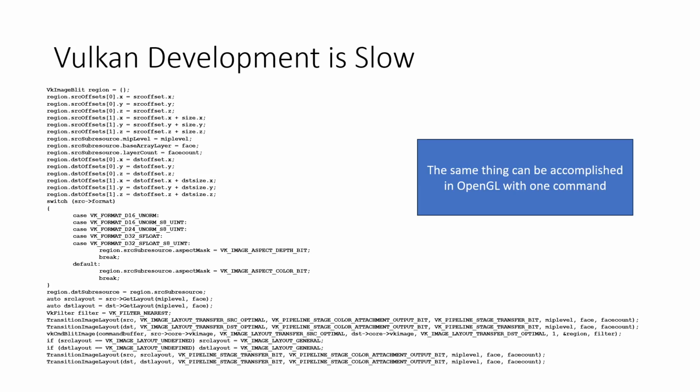So Vulkan development is slow. This is all the code that you need. Actually, you need more than this, because this transition image layout, that's another 50 lines of code. This is all it takes to do one command in OpenGL. And the idea that you're going to compartmentalize Vulkan into these nice, neat classes, that's not really true. This is just one example of how much code it takes to do anything in Vulkan, and it never goes away.